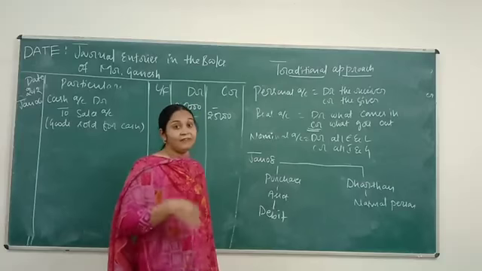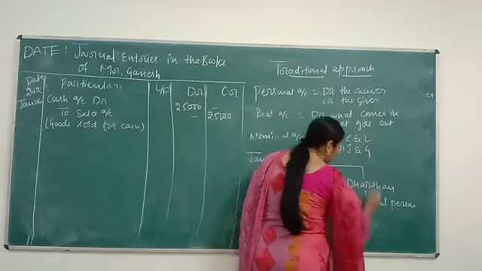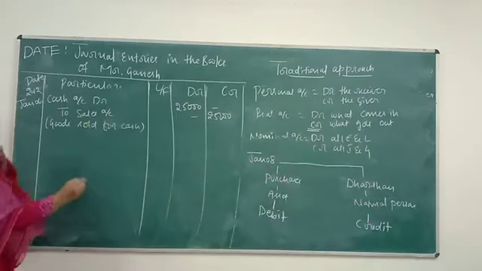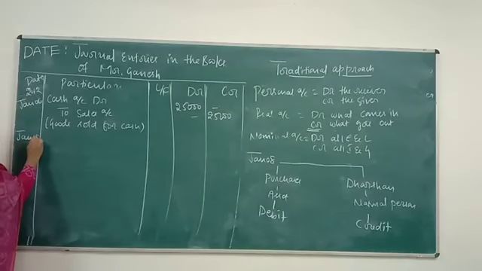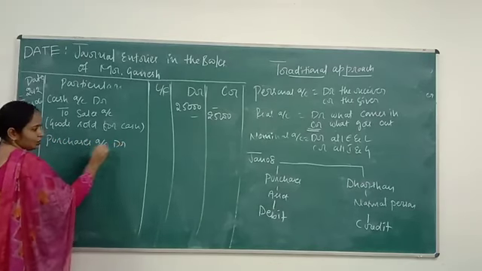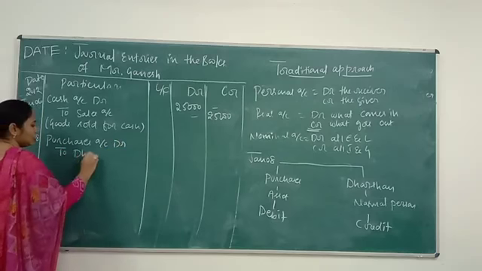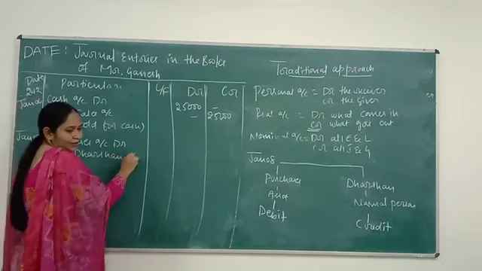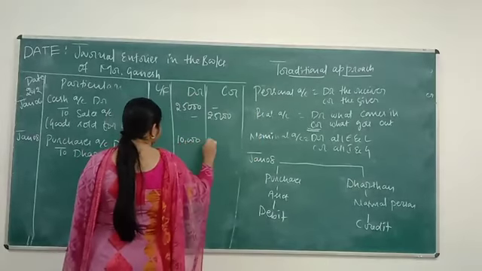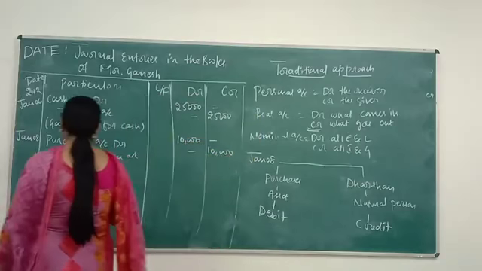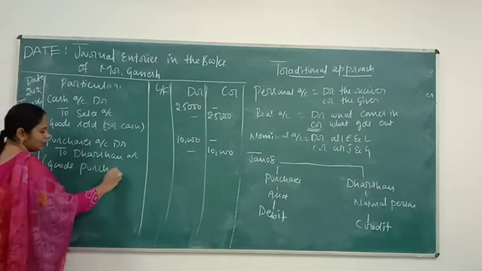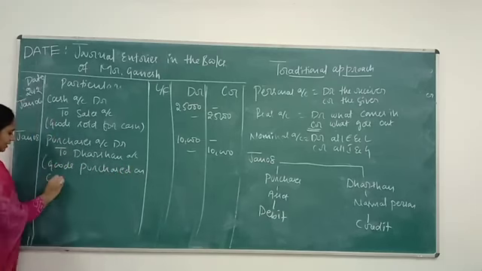Now Darshan is the giver, so I will credit his account. What is the date of the transaction? January 8. Purchases account debit to Darshan account. What is the value of the goods? 10,000. Now you have to write the narration: goods purchased on credit. Okay, this is the narration.